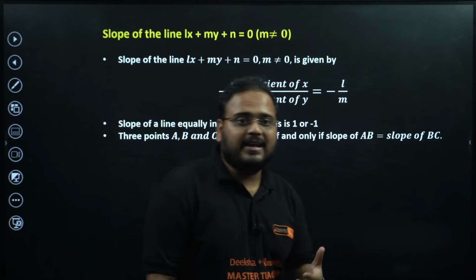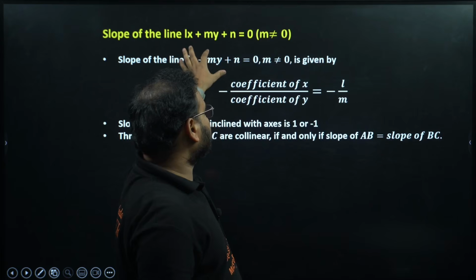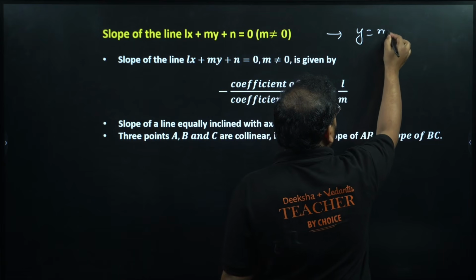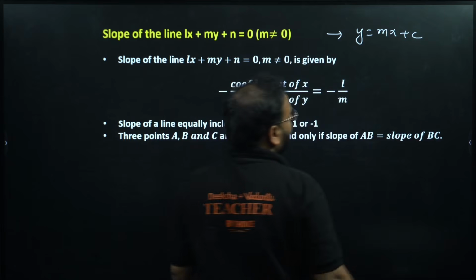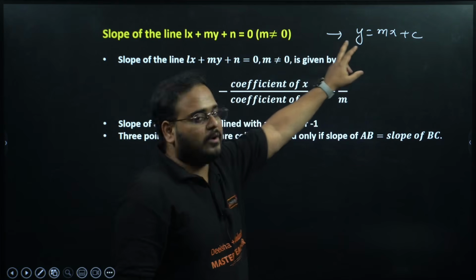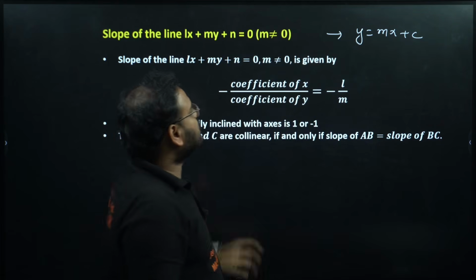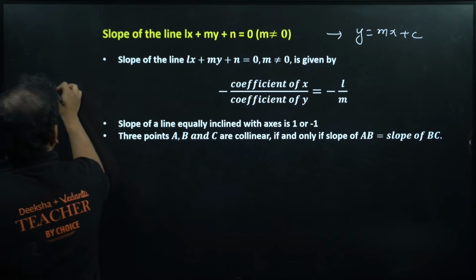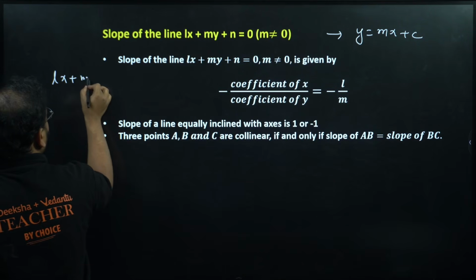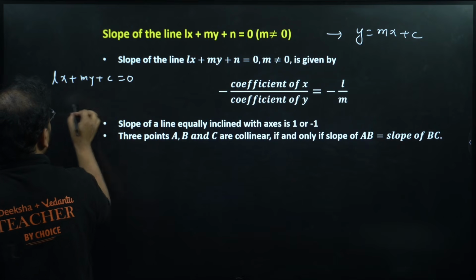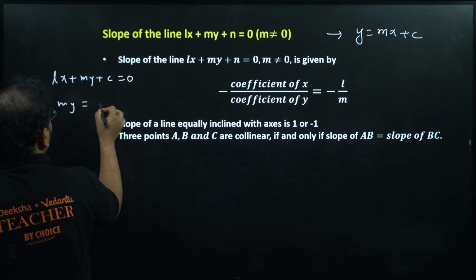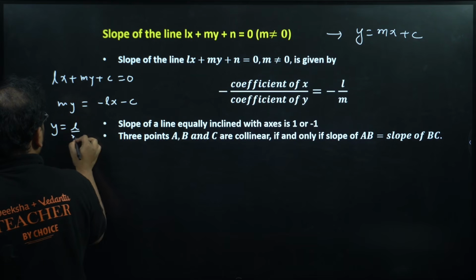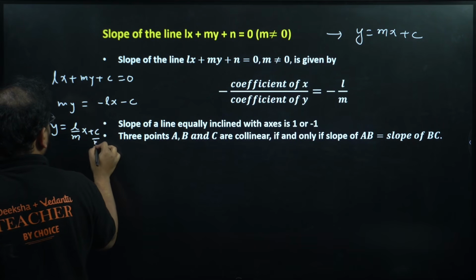Slope of the line Lx plus My plus n. If you're looking to find the slope of this line, always remember we know something called the slope intercept form, y equals mx plus c. So try to convert this into this form. If Lx plus My plus c equals 0, right here My equals minus Lx minus c. So you get the y value as minus L by m x plus c by m.